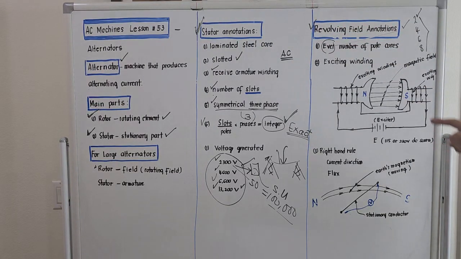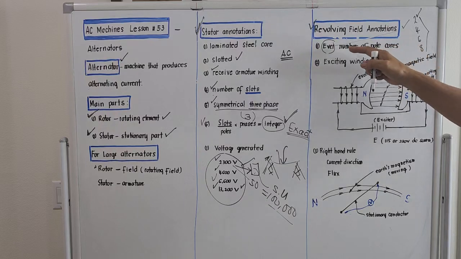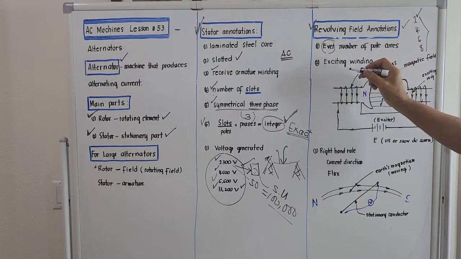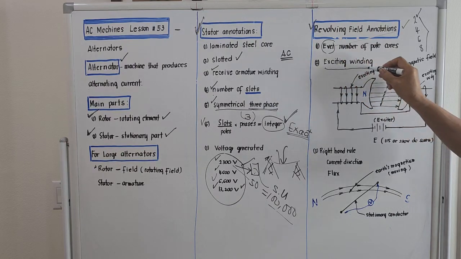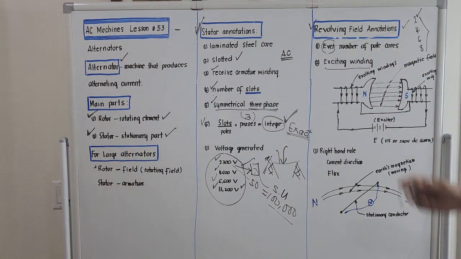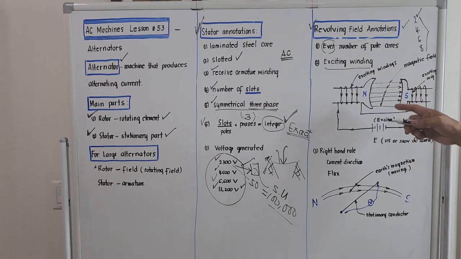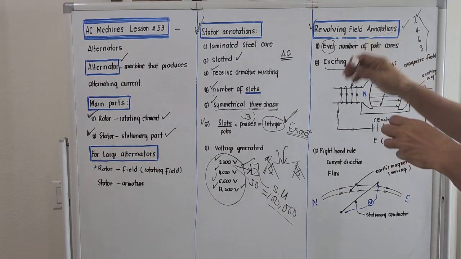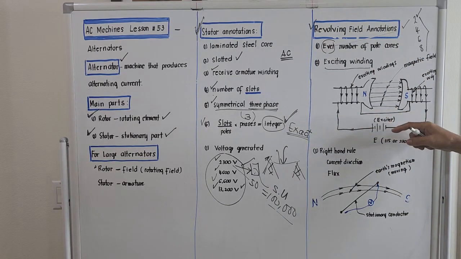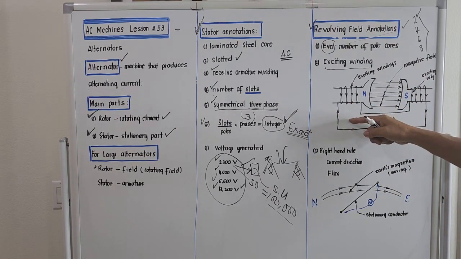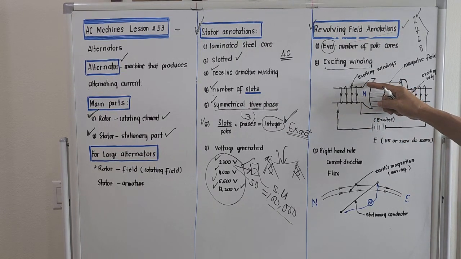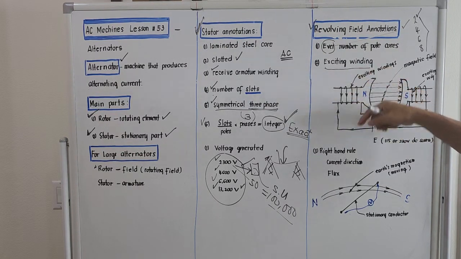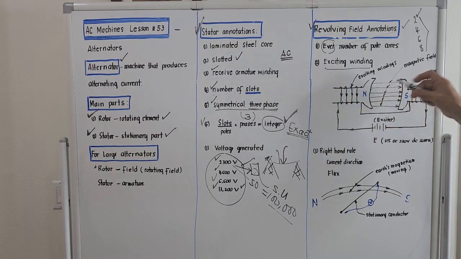And what is the use of this revolving field? The revolving field is where we place the exciting winding. What is an exciting winding? To produce magnetism, we should have an iron core, then we place a winding on it and energize it. Energize meaning inject a current. So if there is an iron core with a winding wound around it, we will be producing a magnetic field or flux.